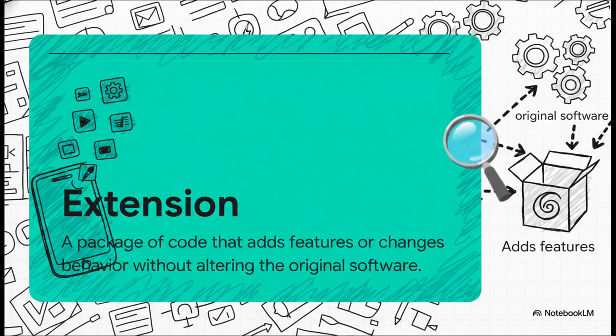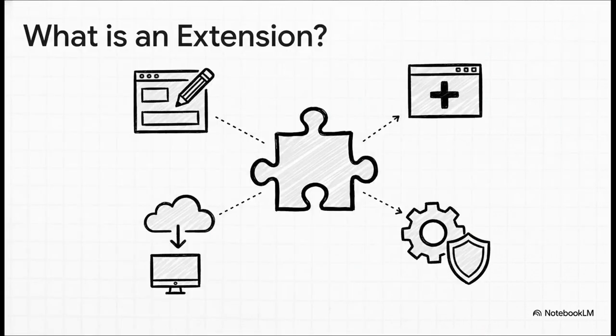The whole concept is actually brilliantly simple. An extension is basically a self-contained little package of code. It adds new features or changes how things work, but, and this is the crucial part, it does it without ever touching the original software. You can think of it just like an app on your phone. You install an app, it gives you new capabilities, but it doesn't mess with your phone's core operating system. Same idea.